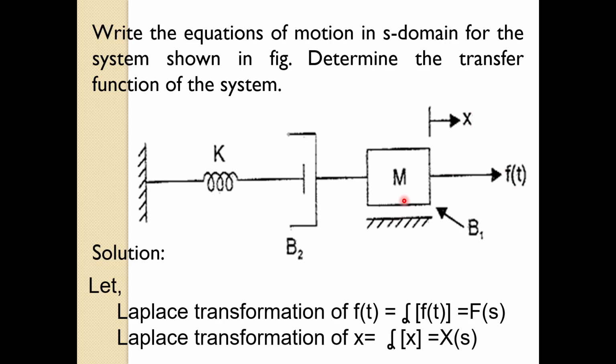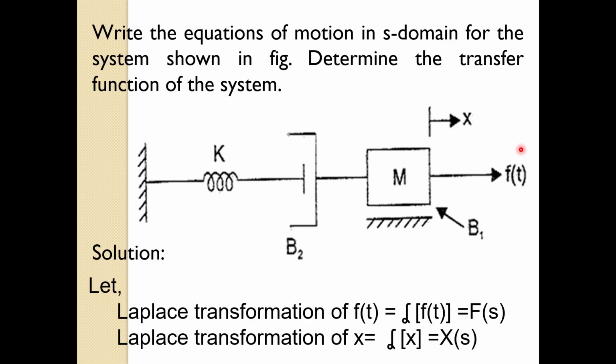Okay, so the opposing forces at mass m are the force due to the mass itself, force due to B1, and force due to B2. K is not connected to this mass, so we should not consider K at this m. But if you observe here, B2 and K are connected to each other, but there is no mass between these two elements. So the mass is equal to 0 at the meeting point of these two elements, and we will assume some displacement at that meeting point.